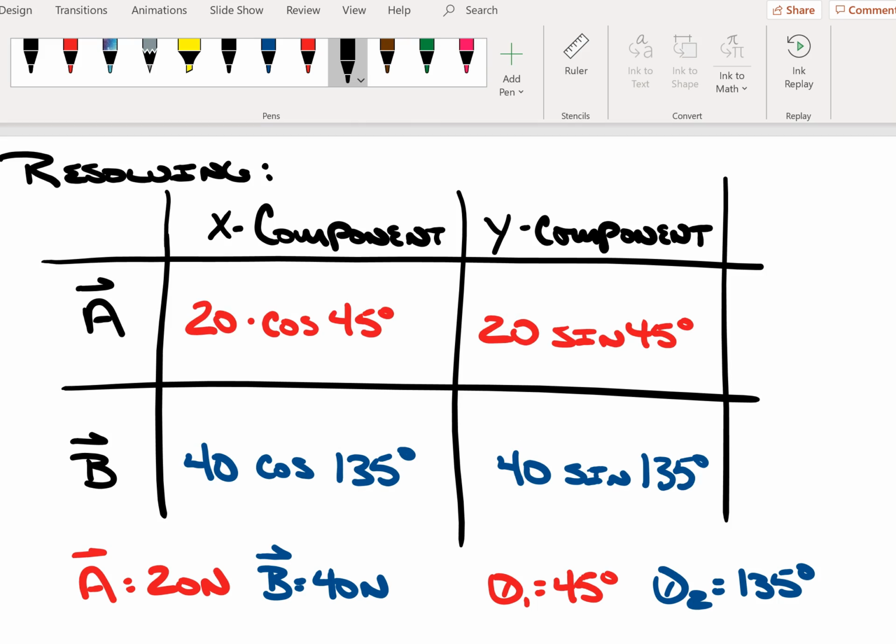Performing our relevant substitutions here, you should be able to ascertain where these expressions came from. You have the magnitude of vector A times the cosine of 45 degrees, or the cosine of the angle that it makes with the x-axis. And then you have the magnitude of vector A times the sine of 45 degrees, or the sine of the angle that it makes with the x-axis. And then I will leave it to you to ensure that you can arrive at the expressions for vector B.